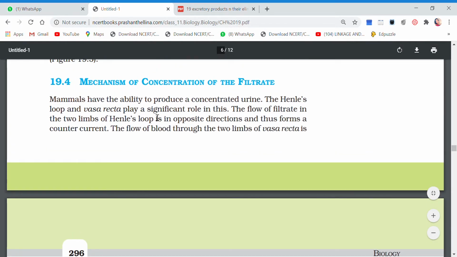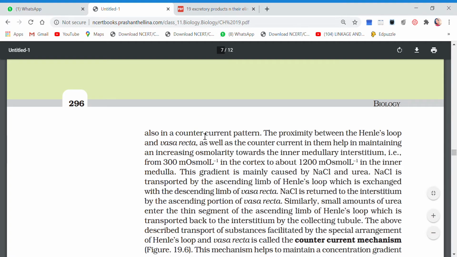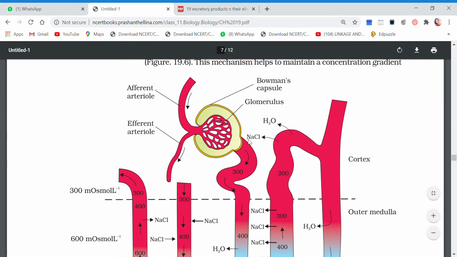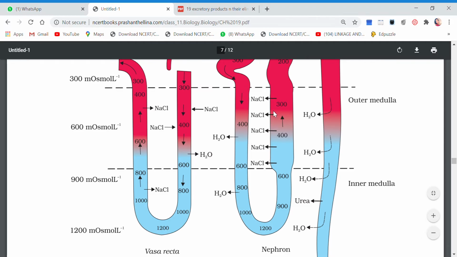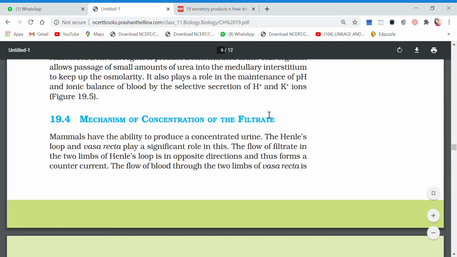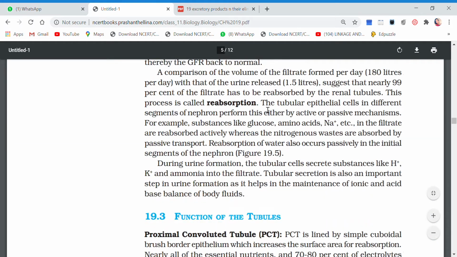The flow of blood through the two limbs of vasa recta is also in a counter current pattern. Now let us see the vasa recta. Children, this vasa recta is actually placed around Henle's loop. Where is the vasa recta actually? It is around Henle's loop. I had shown you in the diagram also. Let me show you once again if you have not forgotten.